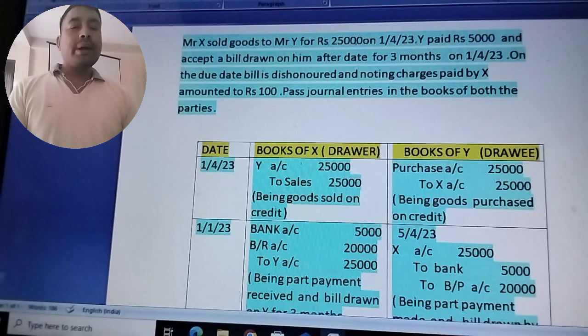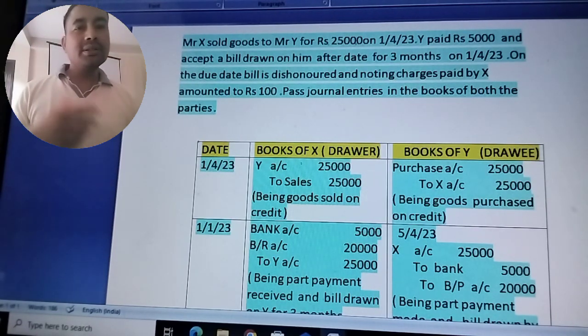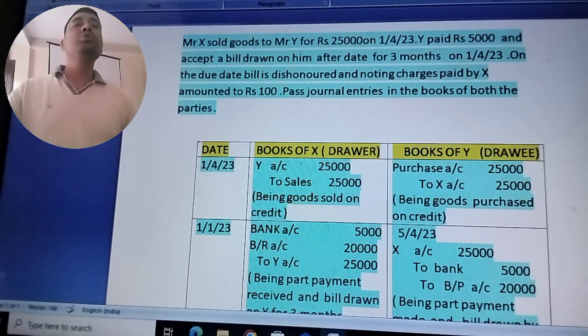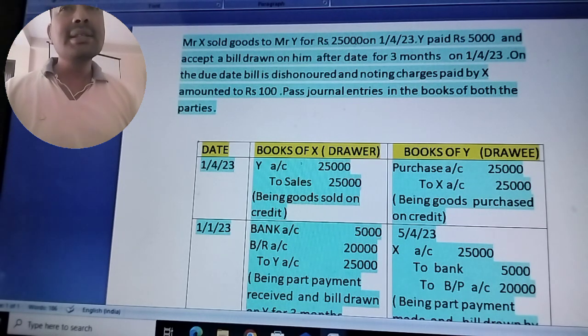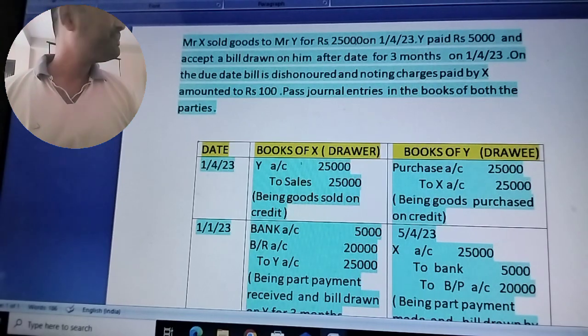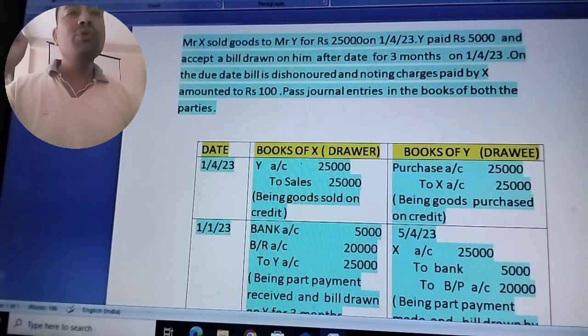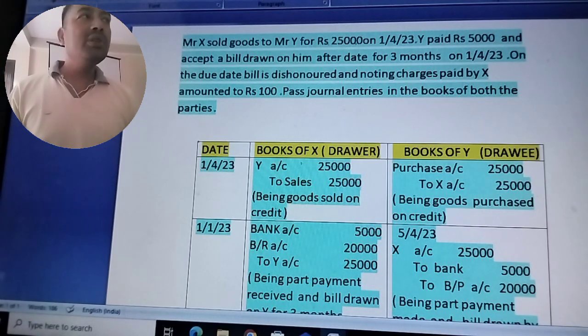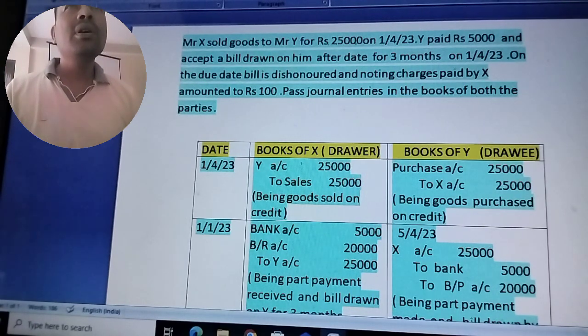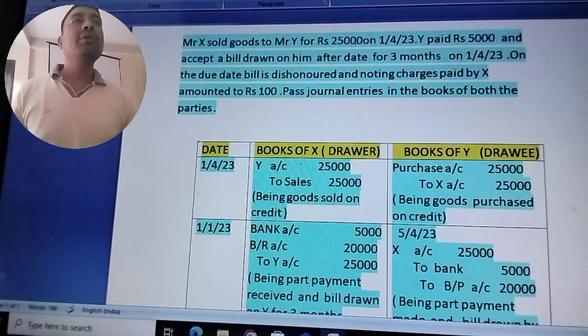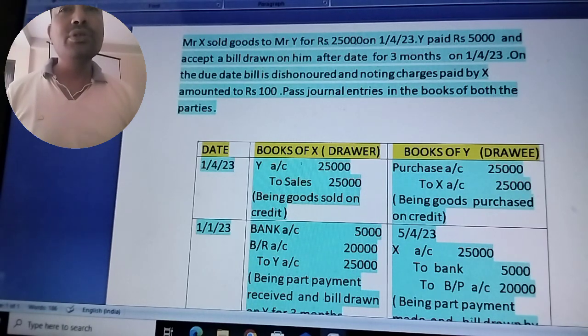Okay, we have to prepare 3 columns. One is for the date column, the second is the books of drawer, and third is the books of the drawee. So on 1/4/23, in the books of X, he will pass 3 entries. Number 1 for goods sold, number 2 for bills drawn, and number 3 for cash received on maturity against bills. Likewise, in the books of Y, Y will pass 3 entries, 1 for goods purchase, second for acceptance of bill, and third for honoring the bill on the maturity date.